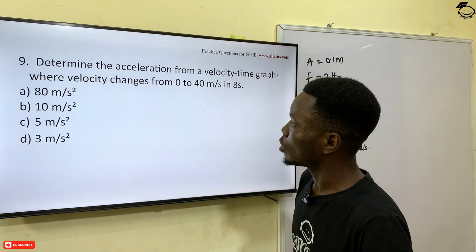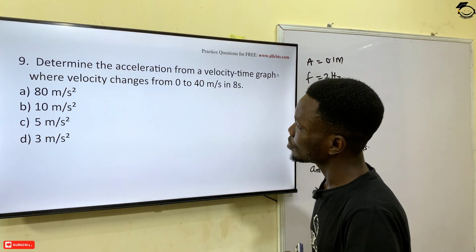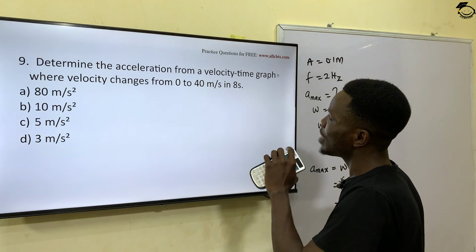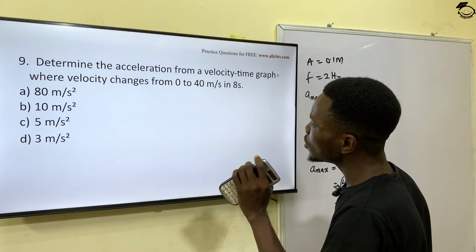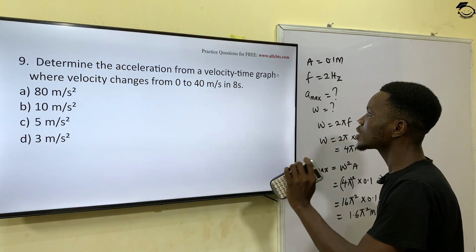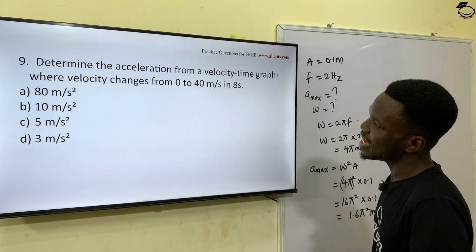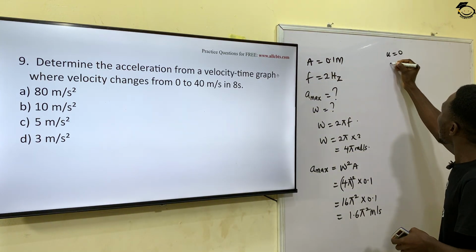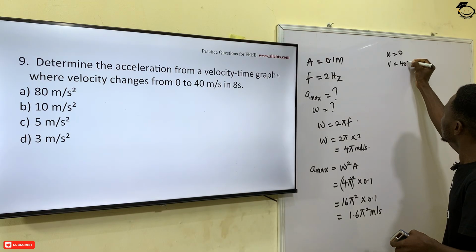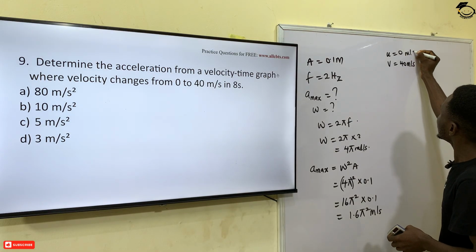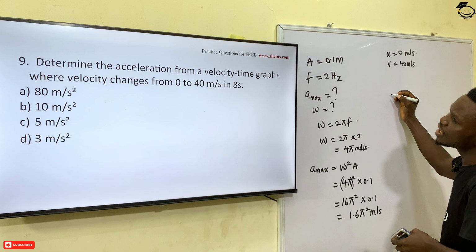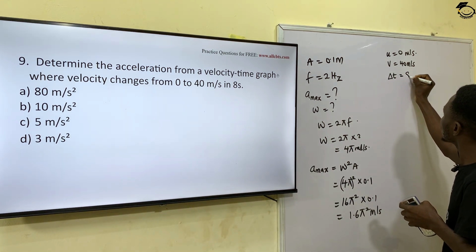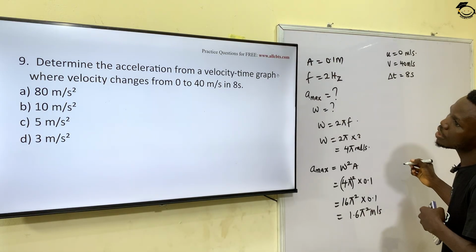So let's continue with the question. Moving on to question number 9. Determine the acceleration from a velocity time graph where the velocity changes from 0 to 40 meters per second in 8 seconds. So we have the initial velocity u as 0 and the final velocity v as 40 meters per second. It means that my change in time here was 8 seconds, as it is given in the question.